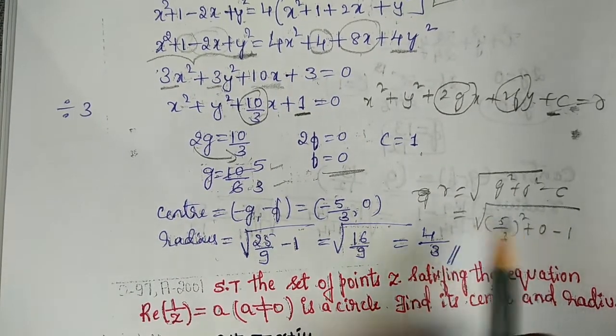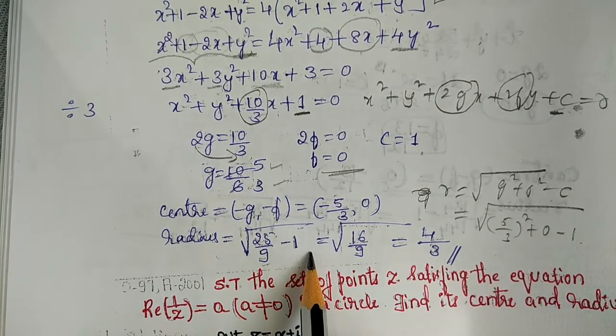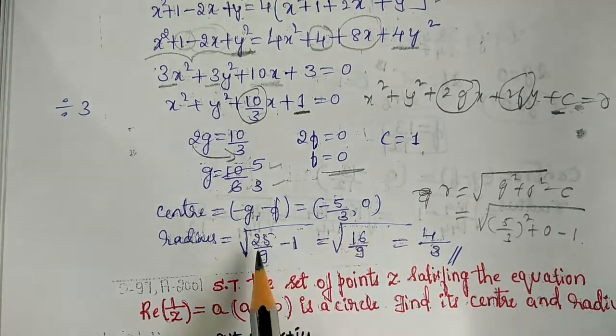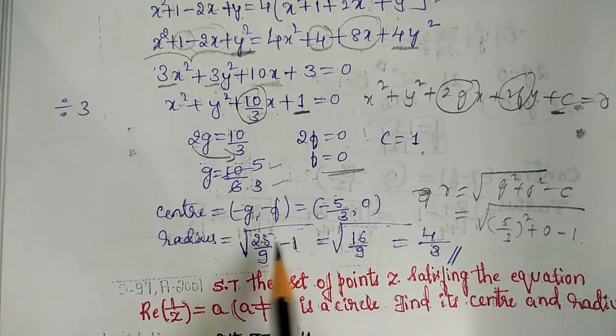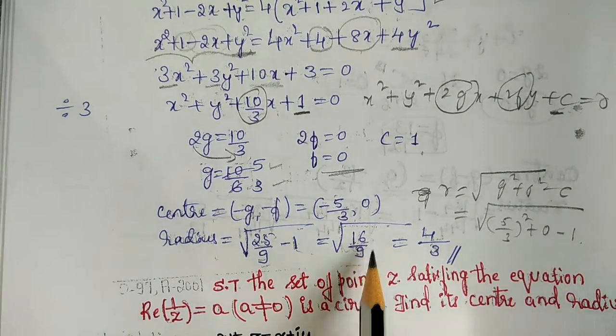So what is 5 square? 25. 3 square is 9, so 25 by 9, and minus 1. Is it clear? Next, the square root of 25 by 9 minus 1, taking the LCM as 9: 25 minus 9 ones are 9, so 25 minus 9 is 16 divided by 9.